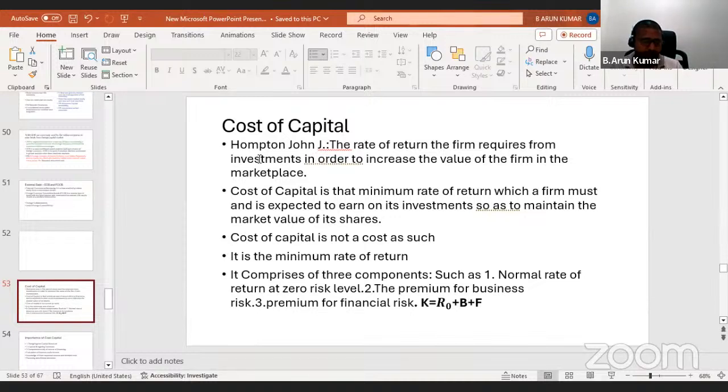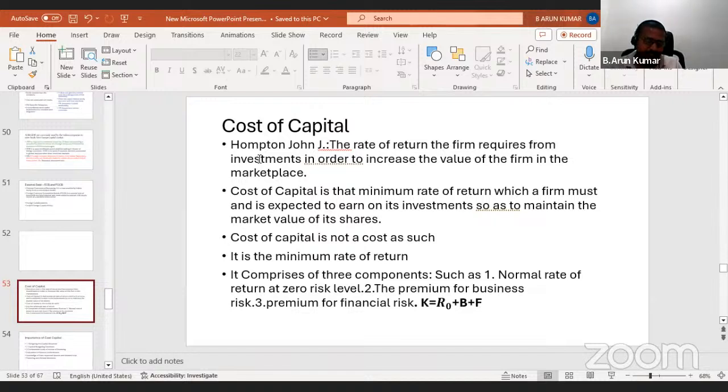So based on the above definition, there are three basic aspects of the concept of cost of capital. One is cost of capital is not a cost as such. In fact, it is the rate of return that the firm requires to earn from its projects. It means each company requires a minimum amount of rate of return that they earn from a particular project.